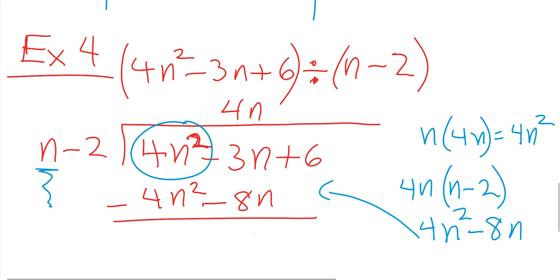And we're subtracting. What is 4n squared minus 4n squared? Nothing. What is negative 3n subtract a negative 8n? That's negative 3 plus 8. Negative 3 subtract a negative is going to be negative 3 plus a positive. So negative 3n plus 8n is going to be positive 5n right here. And then we bring down our 6 right here.